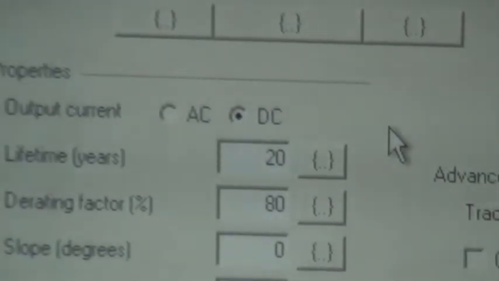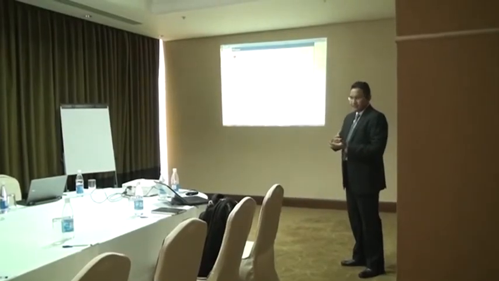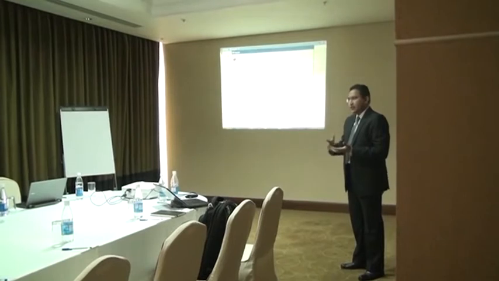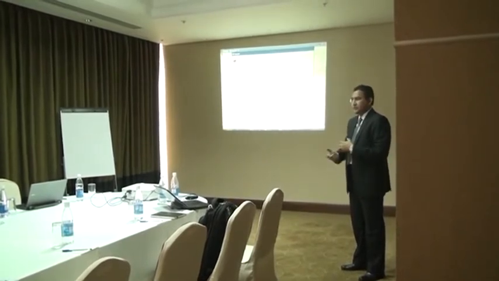The efficiency of PV reduces starting from about the third year. From the third year onward, the efficiency reduces by 1% every year.